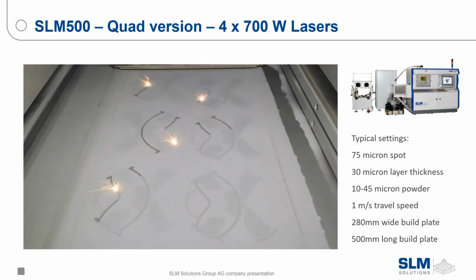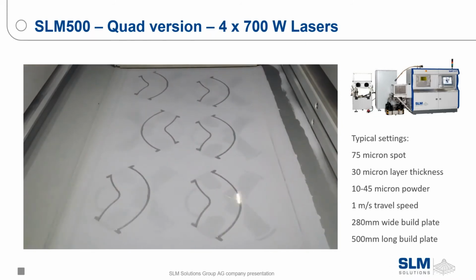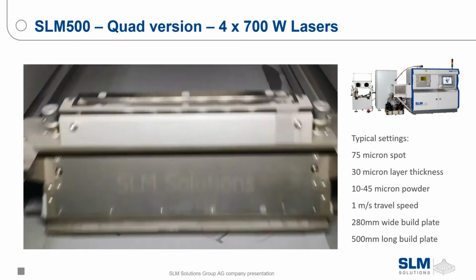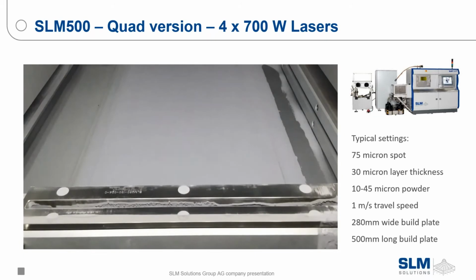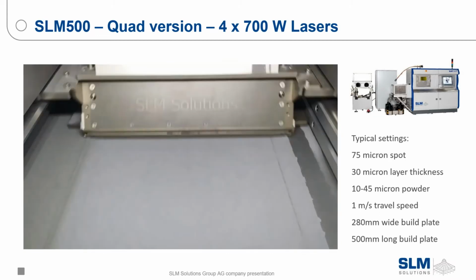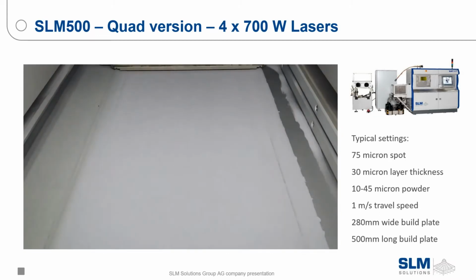The laser that you're seeing moving so fast right now is actually about a 75 micron spot moving at about a meter a second to weld. Currently, we're doing 30 micron layer thicknesses, so as this part is building, the platform is moving down 30 microns at a time. And you can see that all four optics are working on the parts at the same time. This increases our productivity on the SLM system over a traditional single optic system.